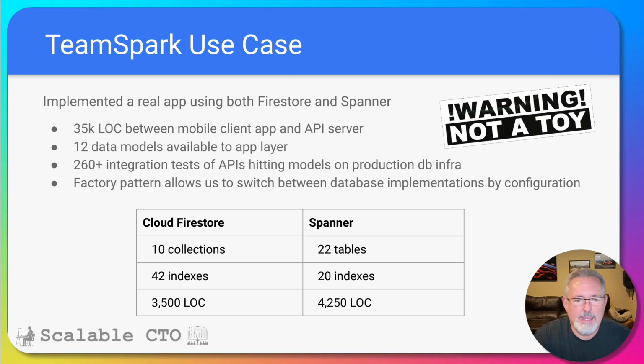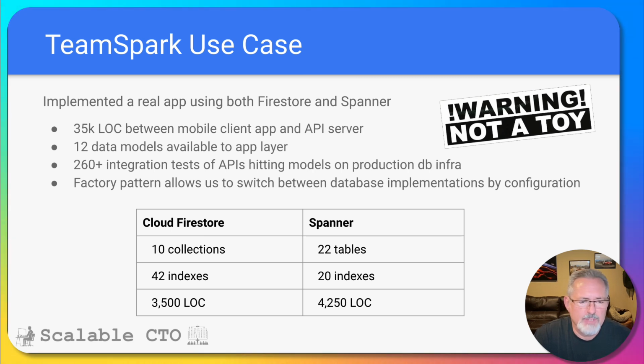And we did a factory pattern that allows us to switch between the database implementations by configuration. So we can basically run it in a mode that uses Firestore and in a mode that uses Spanner, either or side by side. That probably won't last forever, because at some point as we start to get around some of these limitations in Firestore, we're going to start changing the model in ways that Firestore can't support. But for right now, they're running side by side.